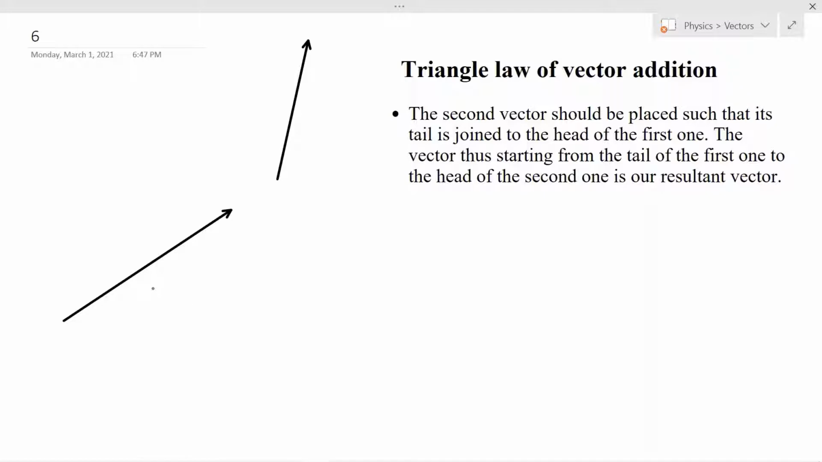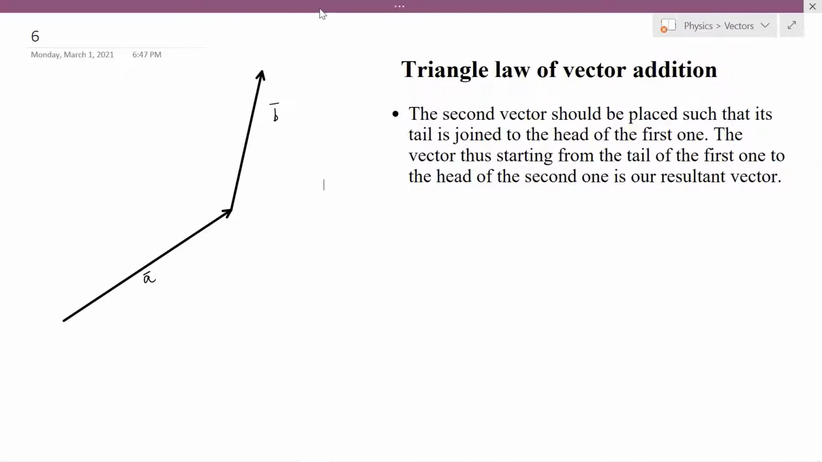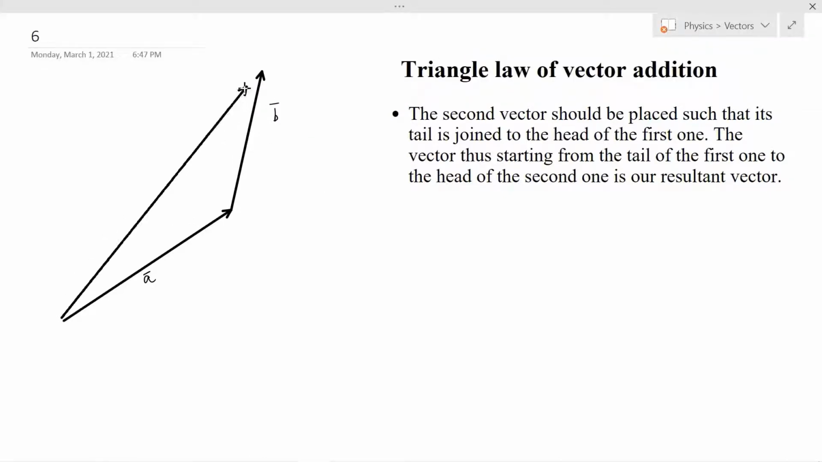Suppose I have two vectors. Let's say the first vector is a bar and the second vector is b bar. And now I have to add these two vectors. So what I will do is I will take the second vector and translate it such that its tail coincides with the head of the first vector. Then according to the triangle law of vector addition, my resultant vector will be given by the vector whose tail coincides with the tail of the first vector and the head coincides with the head of the second vector. So this is my resultant vector a bar plus b bar. So this resembles a triangle and hence the name triangle law of vector addition.